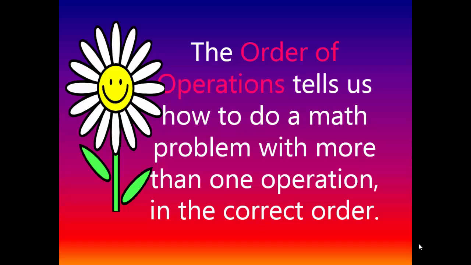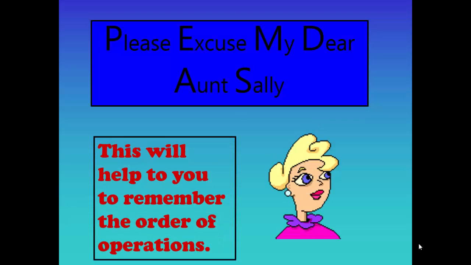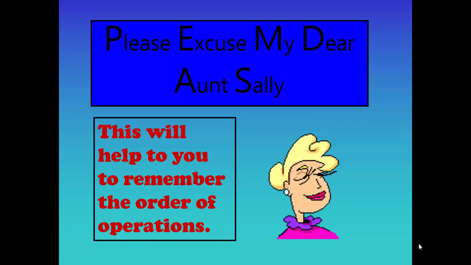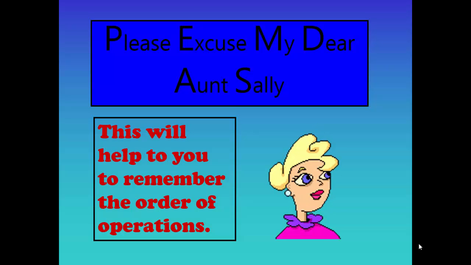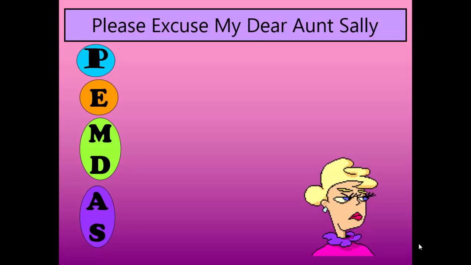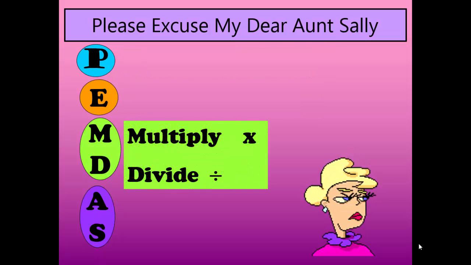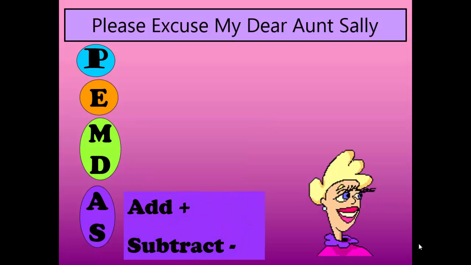So the order of operations tells us how to do a math problem with more than one operation in the correct order. For most of you, you've probably heard of it as "Please excuse my dear Aunt Sally." This is an acronym used to help you remember the order of operations, which is often considered as PEMDAS. P stands for parentheses, E exponents, M multiply and divide, and A add and subtract.